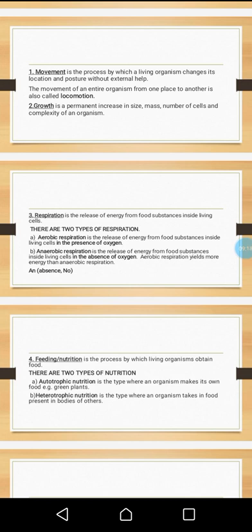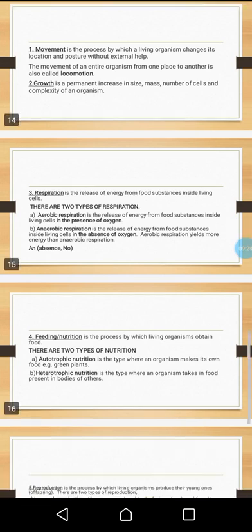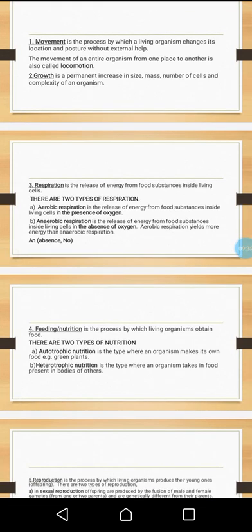And also complexity. From simple sperm cells, the sperm and the ova, you now have this human being with a lot of structures, with a lot of body parts. So that is the meaning of complexity.